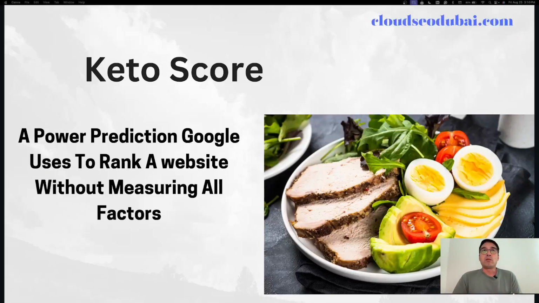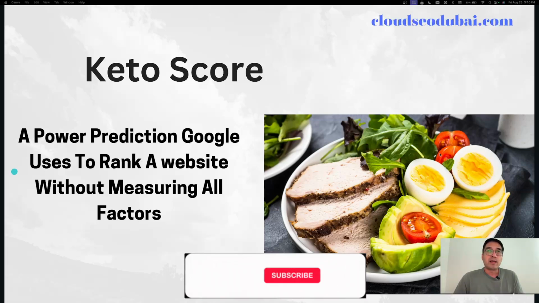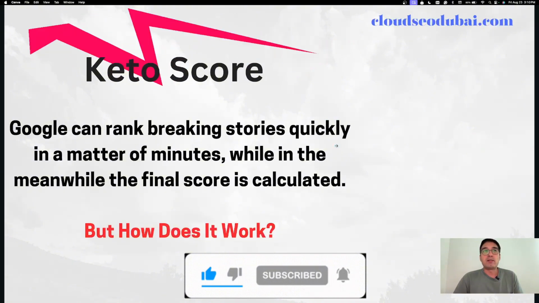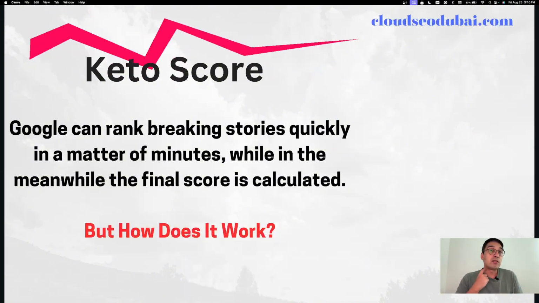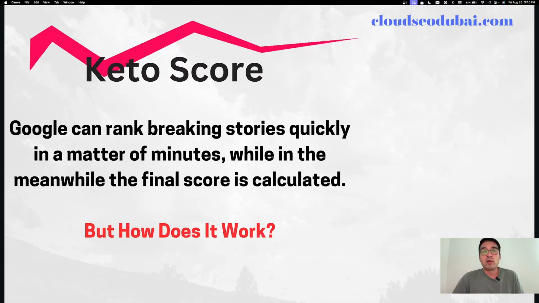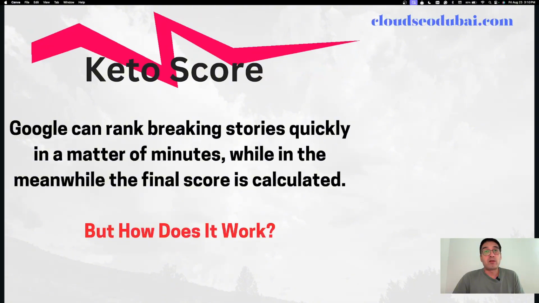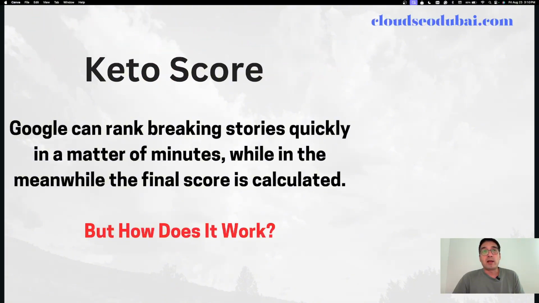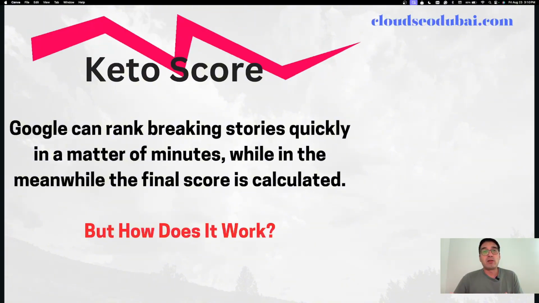All right, so the Keto Score is a power prediction Google uses to rank a website without measuring all factors. And the way this works is Google uses AI to measure exactly what the page is all about and whether or not the page can be trusted to rank high. What this allows Google to do is to rank breaking stories, usually from news sites, quickly, often in a matter of seconds, while on the back end, the whole score calculation goes on.